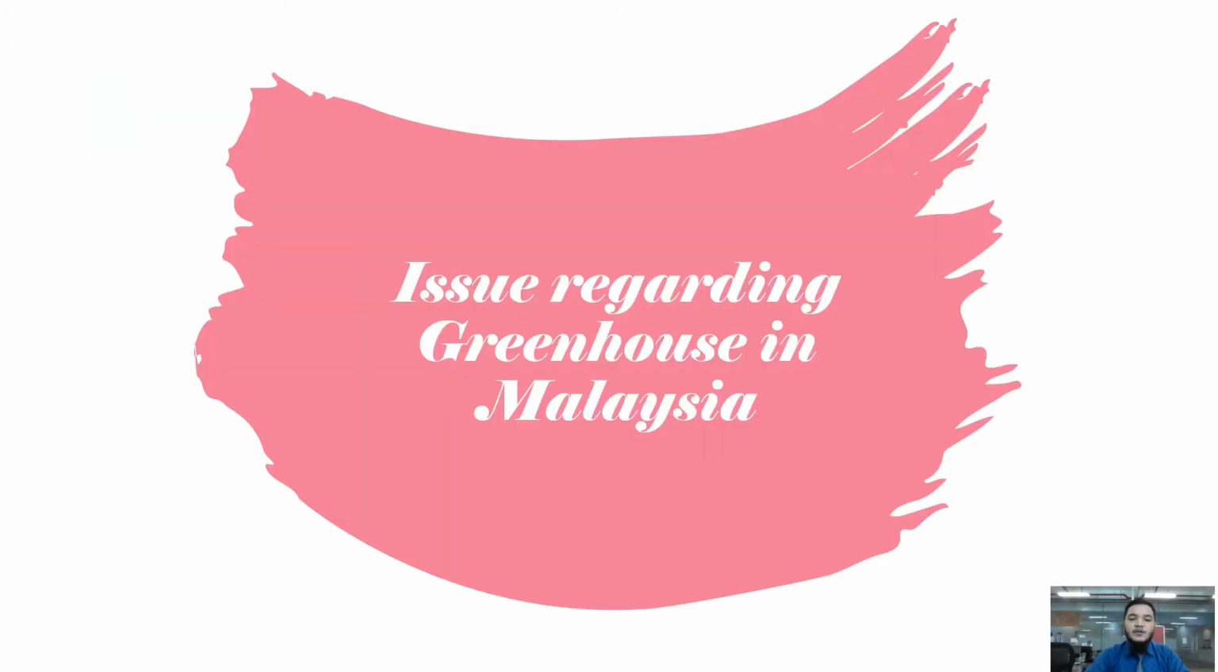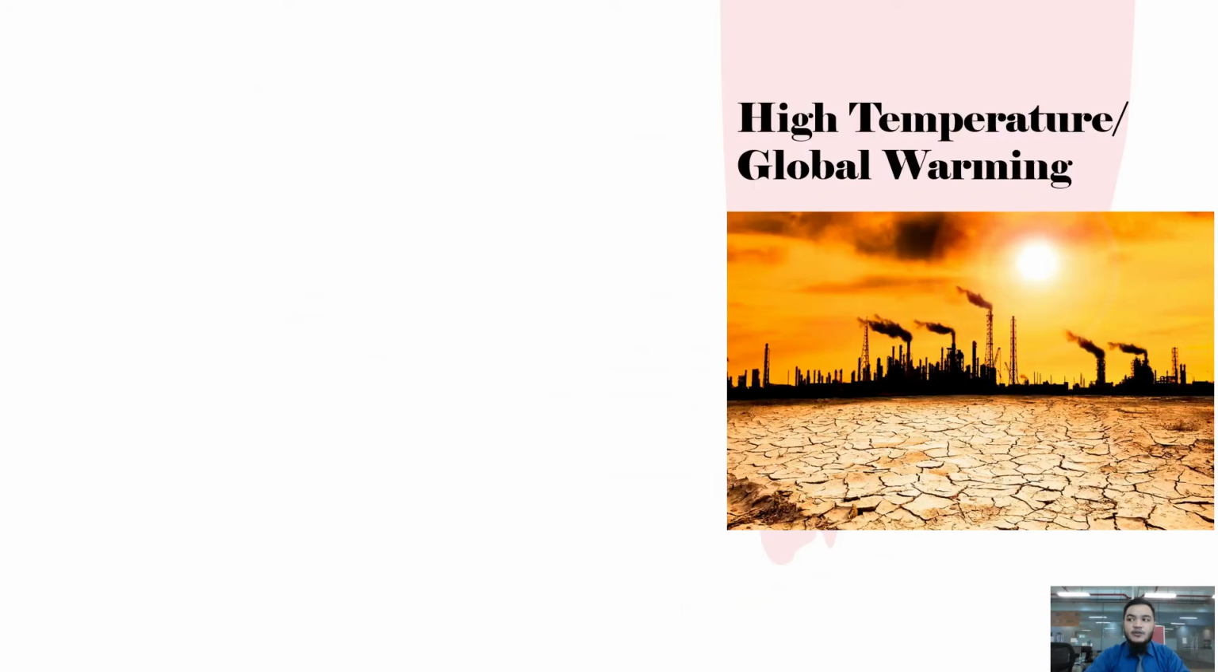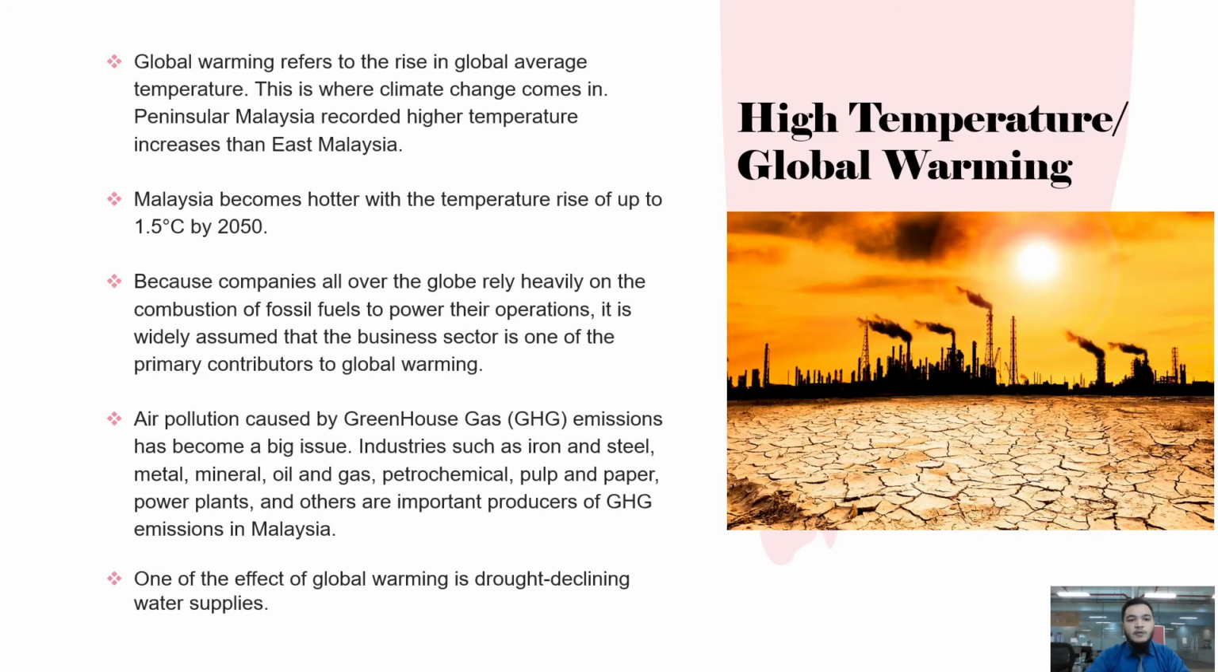Now, let's focus on issues regarding greenhouse gases in Malaysia. The first issue is global warming. Global warming refers to the rise in global average temperature. This is where climate change comes in. Peninsular Malaysia records a higher temperature increase than East Malaysia. Malaysia will become hotter, with the temperature rising up to 1.5 degrees Celsius by 2050.